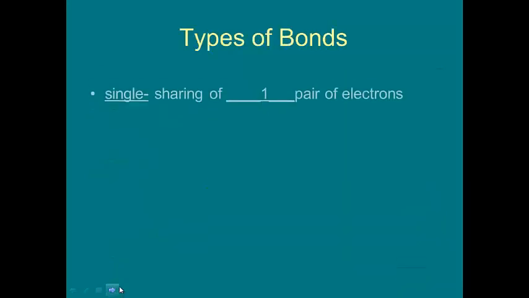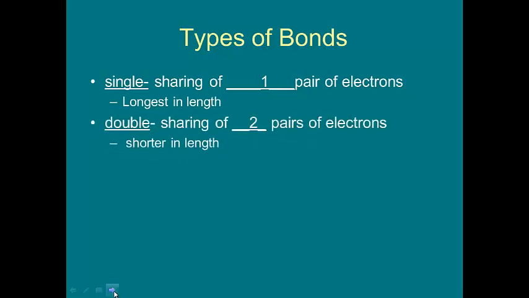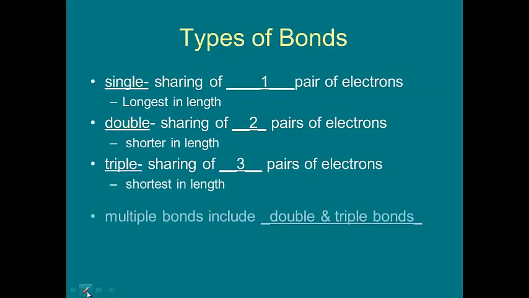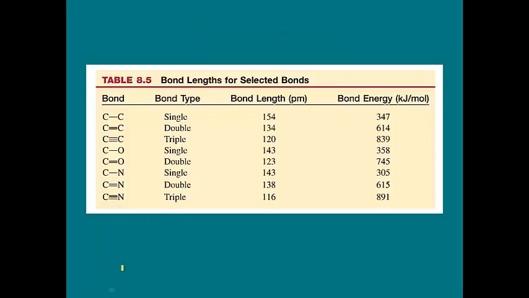Okay, the next thing for types of bonds, which again should be a review: single is sharing one pair of electrons. They're the longest in length. Double is sharing 2 pairs of electrons. They're shorter. Triple is sharing 3 pairs, and they are the shortest. We just group the multiple bonds together into the double and triple categories. But again, we learned all this last year, and on a Lewis dot structure, you would see 2 bonds and you would see 3 bonds, and we've seen this with organic as well.